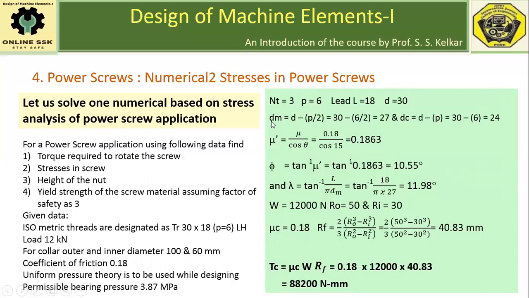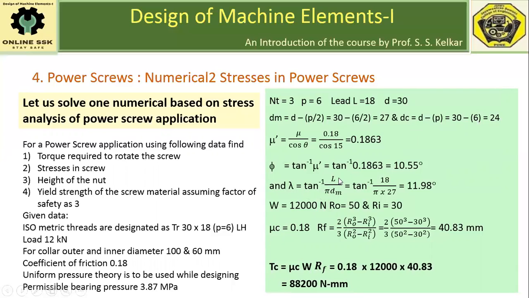Now here dm, the mean diameter, is equal to the nominal diameter minus half the pitch. So knowing the value of nominal diameter and pitch, we can calculate dm as equal to 27. Core diameter DC is given by d minus the pitch. D is 30, pitch 6. Therefore, DC is equal to 24.